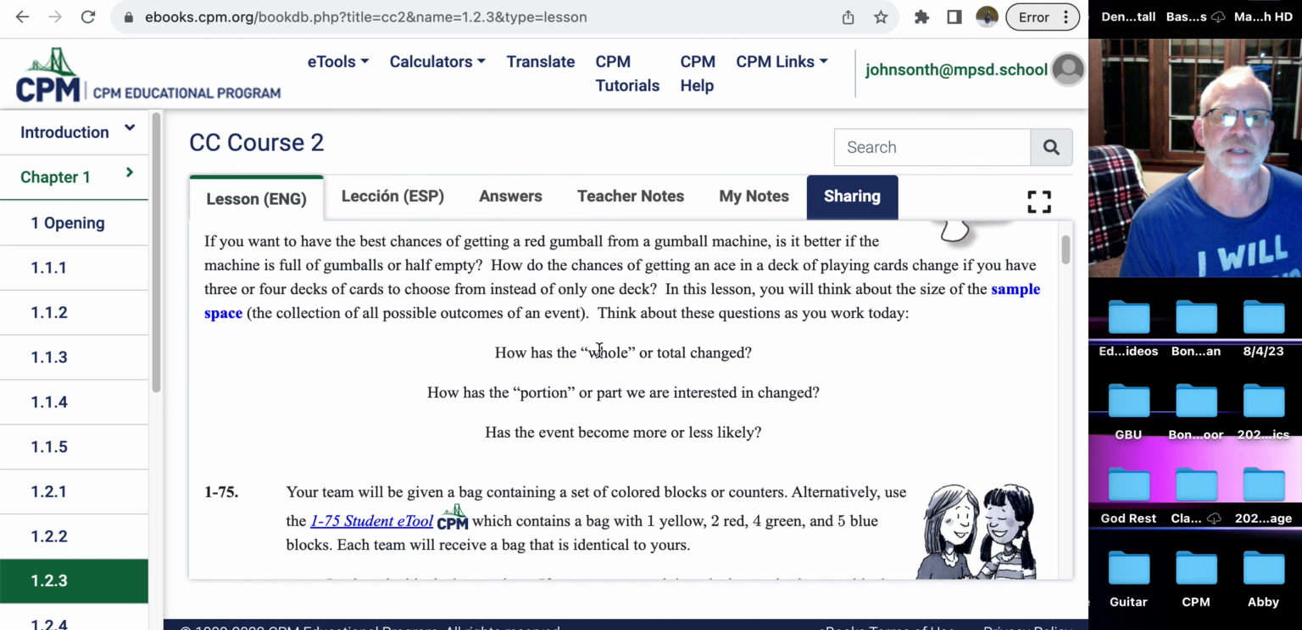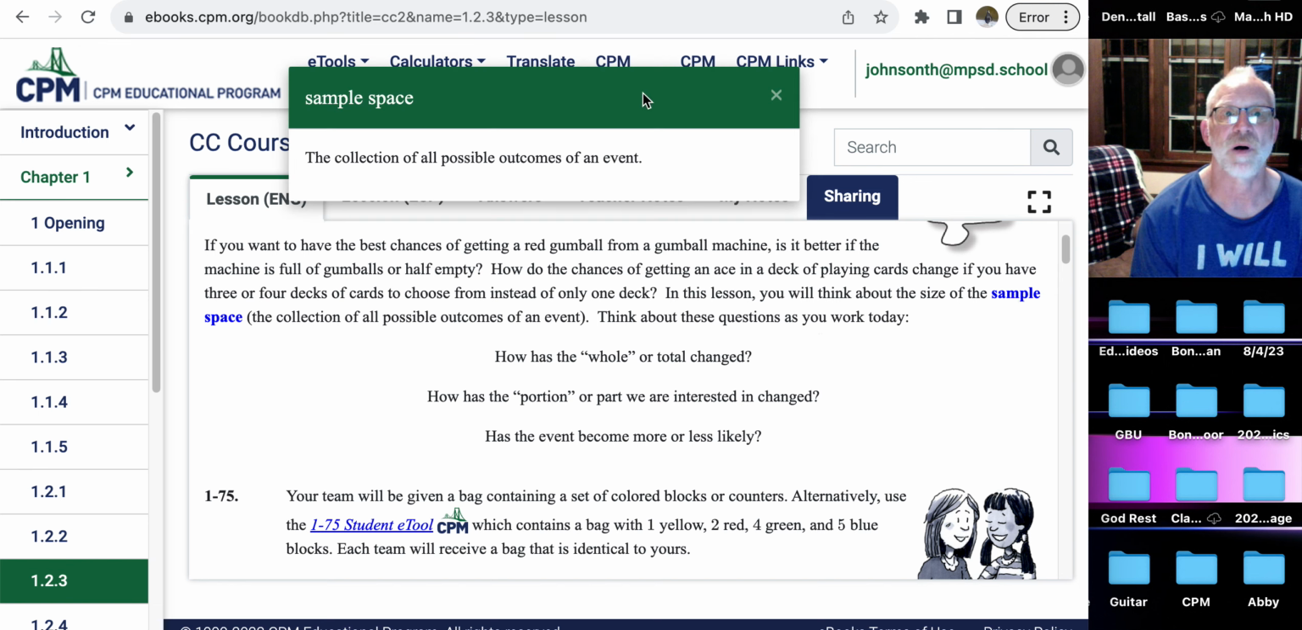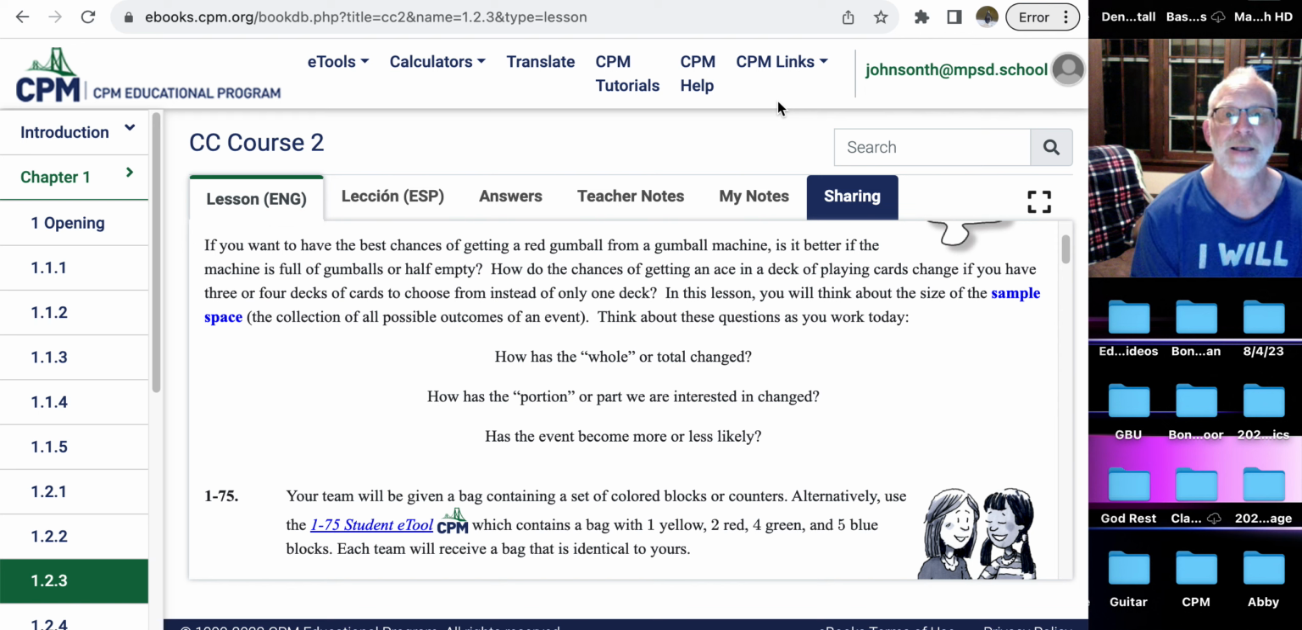So up at the top it says, if you want to have the best chance of getting a red gumball from a gumball machine, is it better if the machine is full of gumballs or half empty? And how do the chances of getting an ace in a deck of playing cards change if you have 3 or 4 decks of cards to choose from rather than only one deck? In this lesson, you will think about the size of the sample space. Sample space is the collection of all of the possible outcomes of the event. And then think about these questions as we work today. How has the whole or total changed? How has the portion or the part we are interested in changed? Has the event become more or less likely?